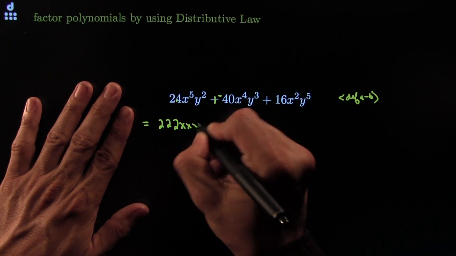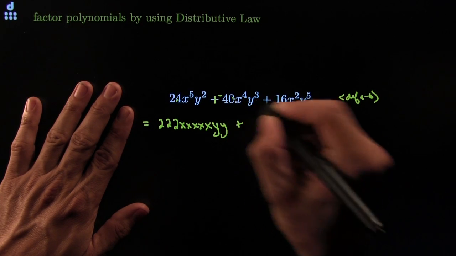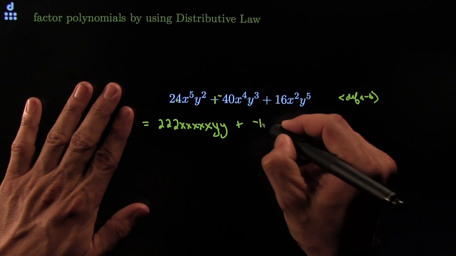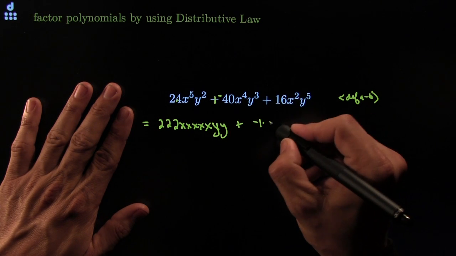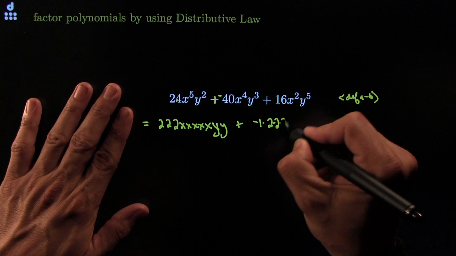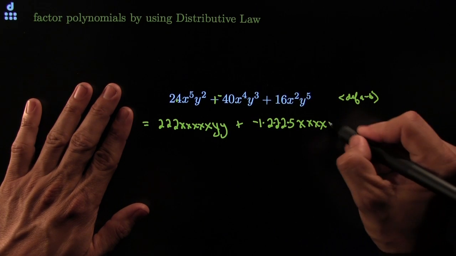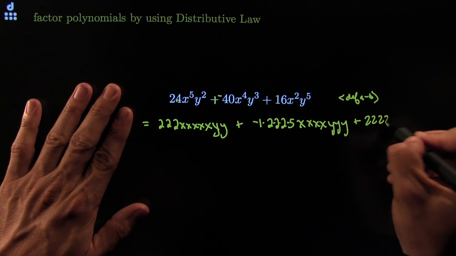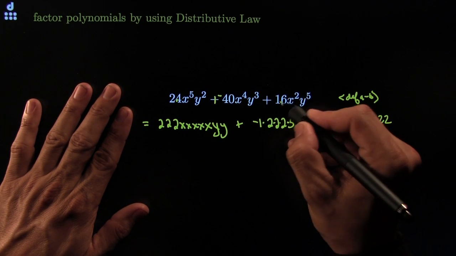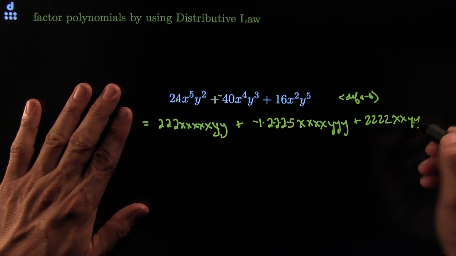That's an x to the fourth, x squared y, plus negative 40. That's a negative 1 times, let me think. That's 4 times 10. The 4 is 2 times 2, and the 10 is 2 times 5. And x, that's 4 of them. Y, that's 3 of them. 4 times 4, that's 2, 2, 2, 2. That's a 4, and that's a 4. 4 times 4 is 16. X squared, y.